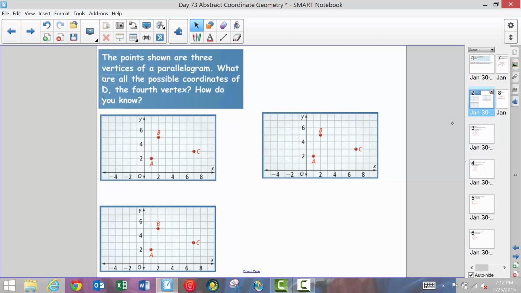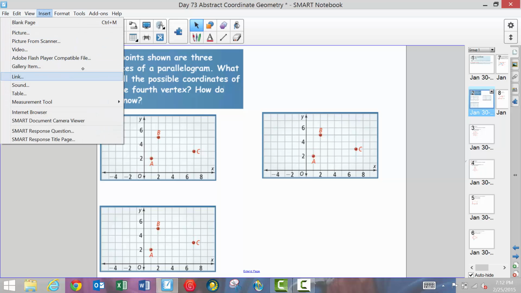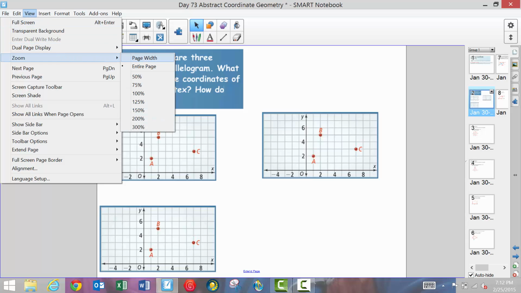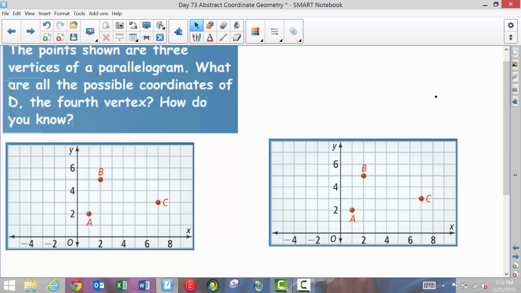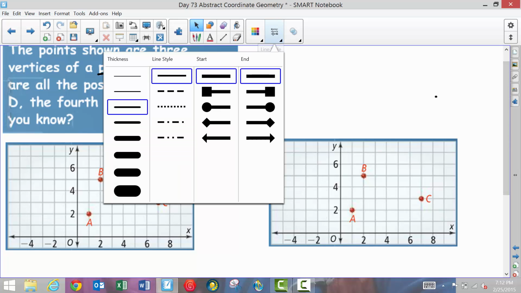So the first example here is I have three vertices of a parallelogram and I want to find where D can be to make a parallelogram. The reason why I have the same thing 3 times is because if you have 3 vertices and you want to make a parallelogram, there are 3 possible points for point D in order to complete the parallelogram. So let's zoom in. First thing you have to know is your properties of a parallelogram. I know that opposite sides are parallel.